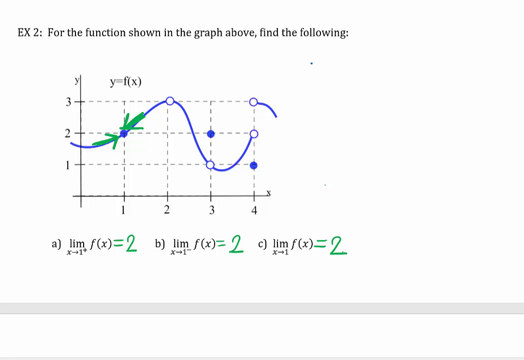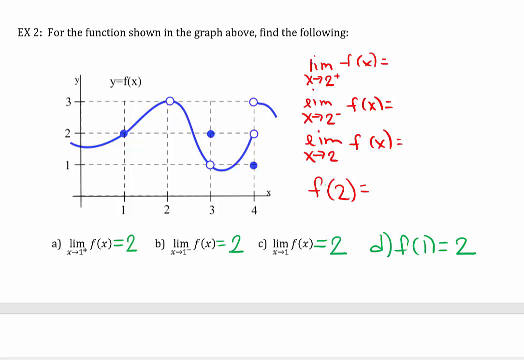So if you approach from both the left and the right, you get a y value of 2. And in fact, I could even add another part to this. It turns out at x equal 1, f of 1, so exactly at that point, the y value is also equal to 2. Now, we're not always going to get the same answer, and let's just move on to my next point to see an example of that.